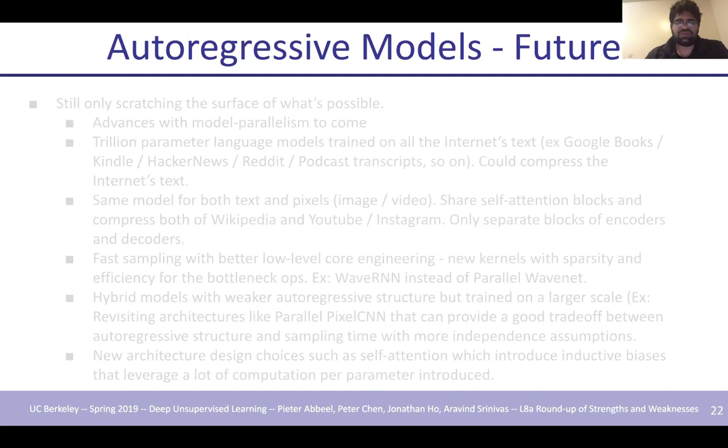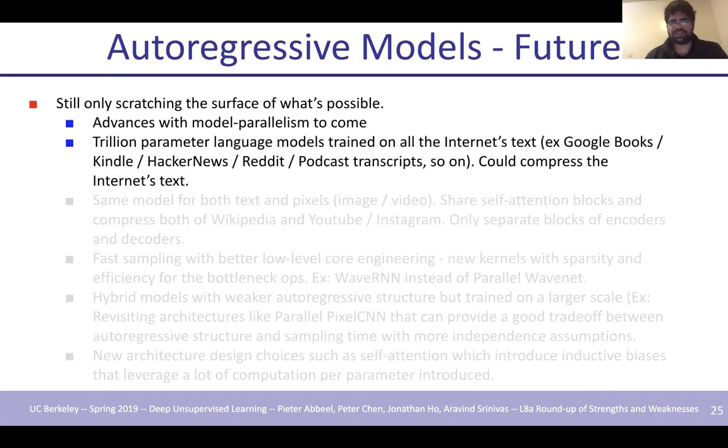So now, what's the future for autoregressive models? We're only scratching the surface of what's possible. And once we have model parallel training, we'll be able to realize a lot more. For instance, we'll be able to train trillion parameter models on all of the internet's text. And that way we could compress all the internet's text into a giant neural network that can behave like a know-it-all language model.